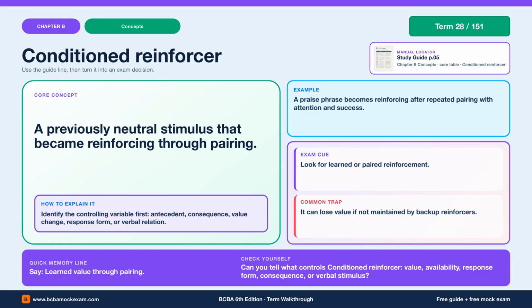Conditioned reinforcer. A conditioned reinforcer becomes reinforcing through pairing. For example, praise may become reinforcing after it is repeatedly paired with attention, success, or other reinforcers. The exam cue is learned value or pairing. The trap is forgetting that conditioned reinforcers can lose value if they are not maintained. Memory line: learned value through pairing.